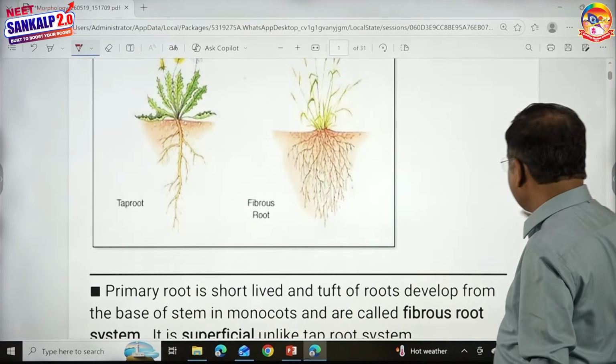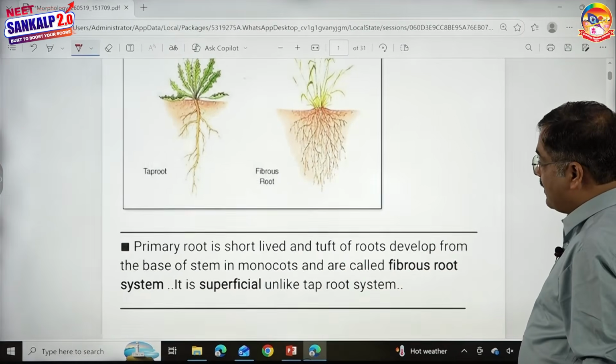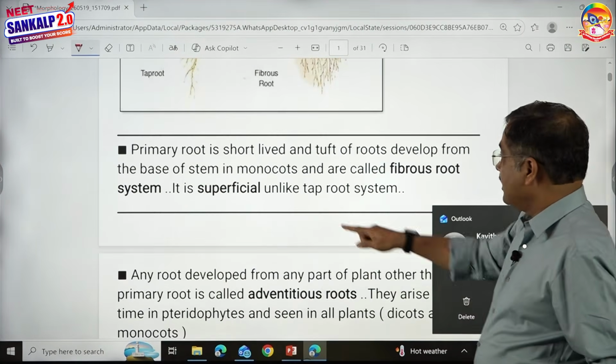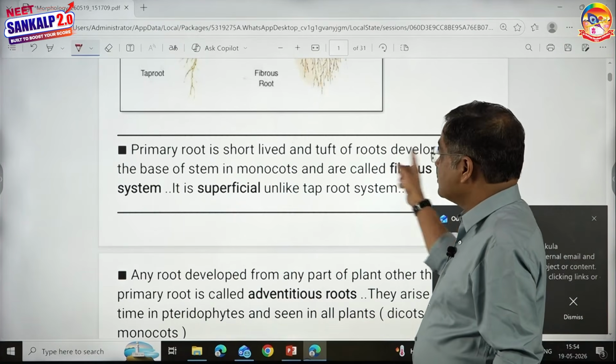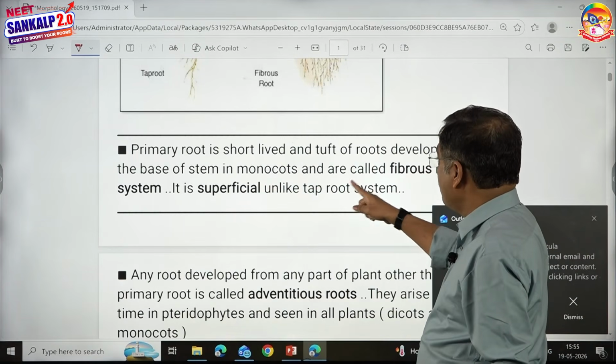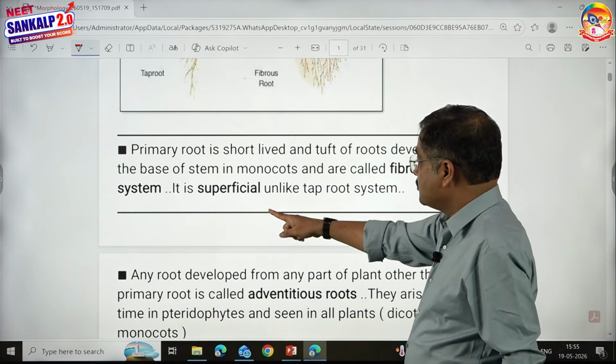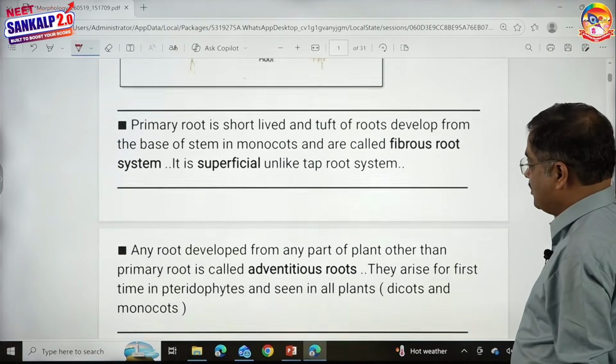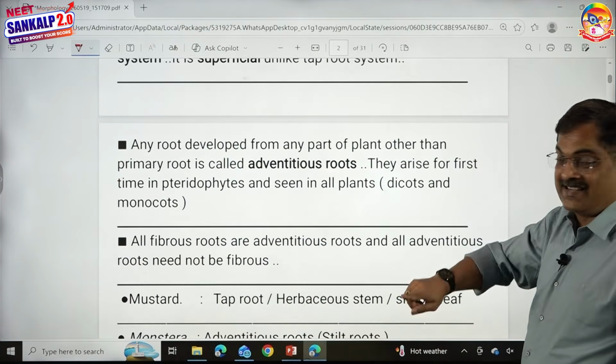This diagram is an example for that. Then we talk about the next one: the primary root is short-lived, and a tuft of roots develops from the base of the stem in monocots and are called fibrous roots. It is superficial, unlike the taproot system, is a point you have to understand.